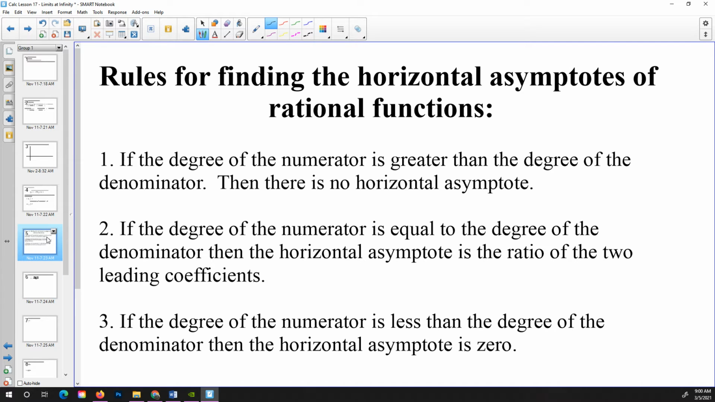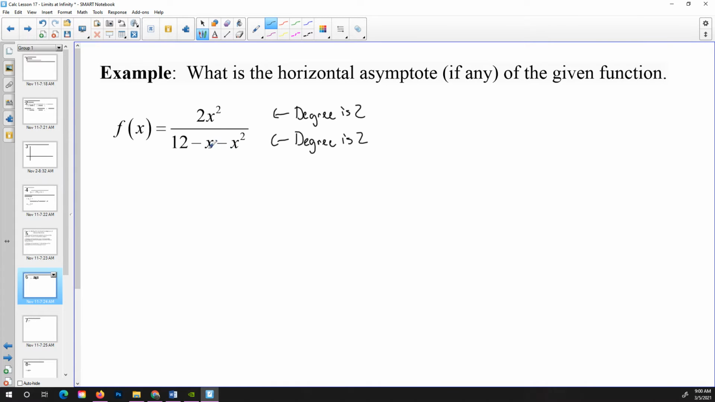So if I go back to this list, it says in number 2, if the degree of the numerator is equal to the degree of the denominator, then the horizontal asymptote is the ratio of the two leading coefficients. And so our two leading coefficients are going to be 2 and -1. So 2 over -1 gives us -2. So our horizontal asymptote is going to be y equal to -2.